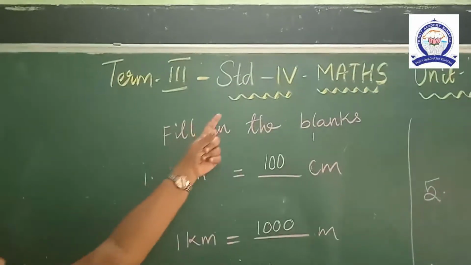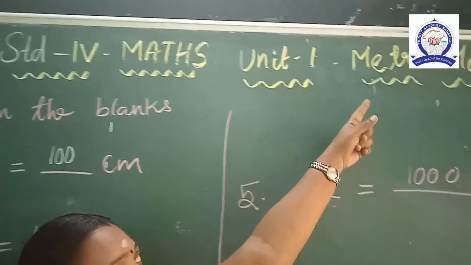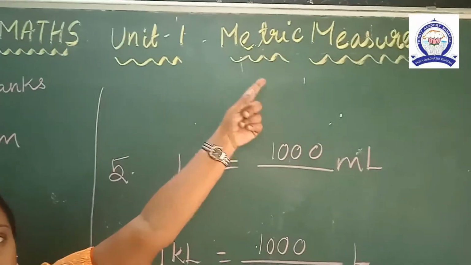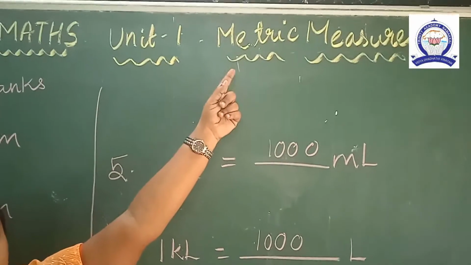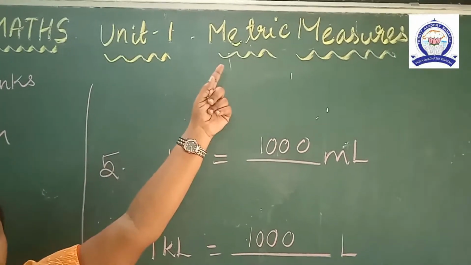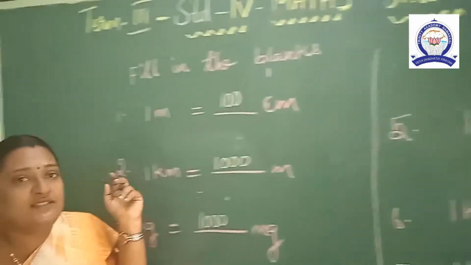Our third term, class 4 maths, unit 1. Your unit 1 is metric measures. In this unit we are going to study how to convert higher units to lower units and lower units to higher units.